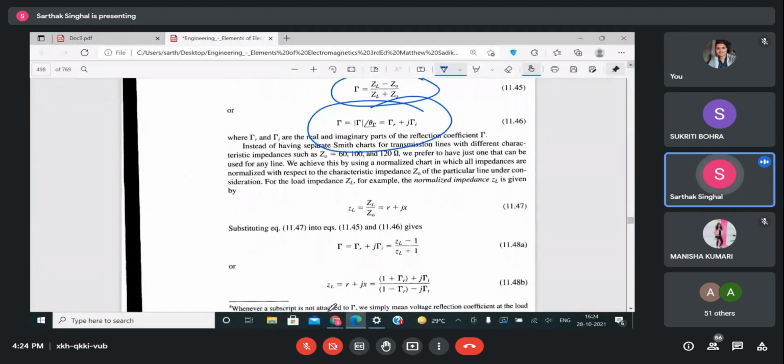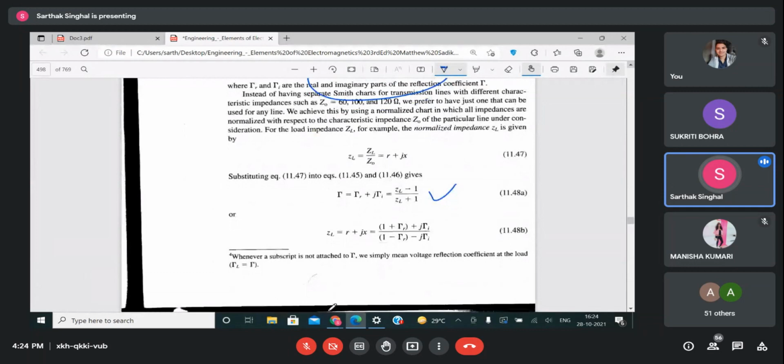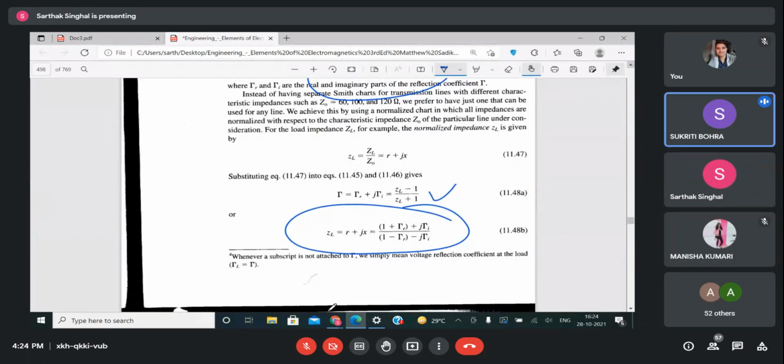Now, what I have done is I am dividing the numerator and denominator by Z naught. That is, I am normalizing the impedances. So will I get this equation? Yes. In this, there will be two parameters again. So from this equation, you can get this value.